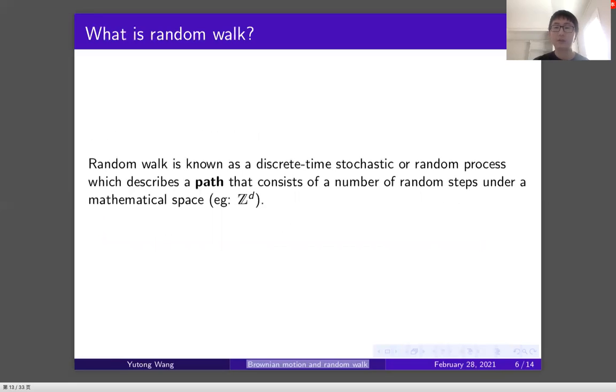So what is the random walk? How do we connect Brownian motion with random walk? As we know, the random walk is a discrete time stochastic or random process, which describes a path of many random steps in a mathematical space. It can be Z^d, or it can also be R^d or something else. In this presentation, I will just use Z^d, where d is the dimension.